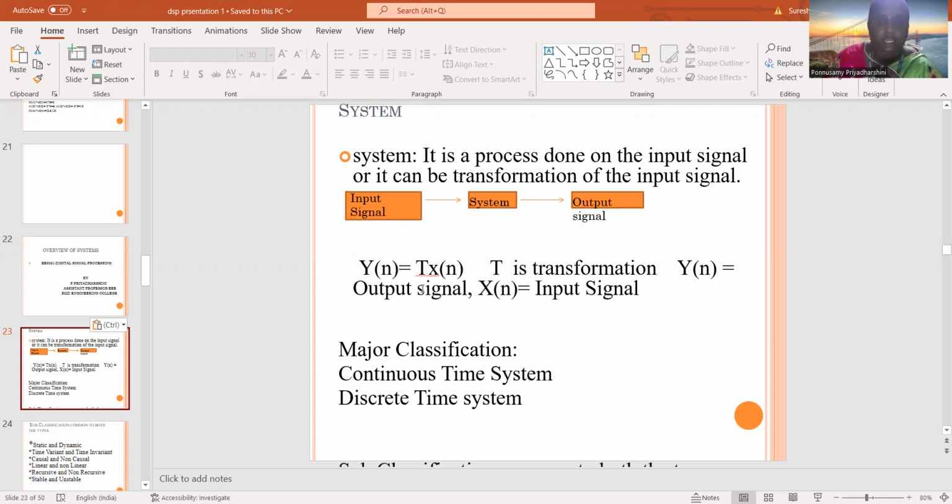So y of n is equal to capital T. The capital T stands for transformation of x of n. So y of n is the output signal and x of n is the input signal.